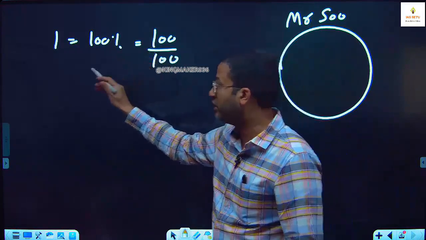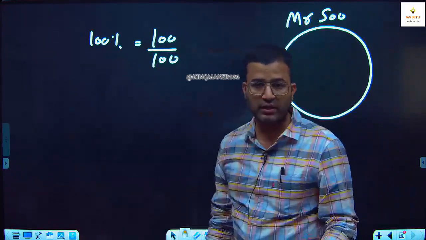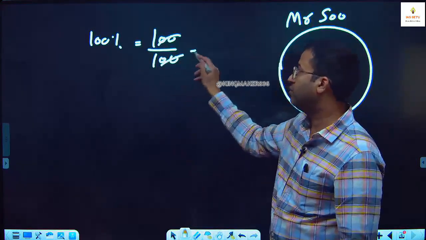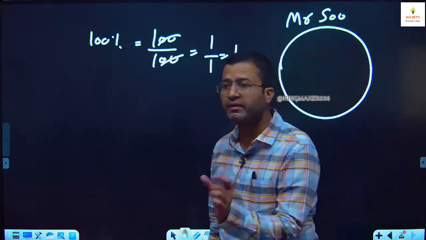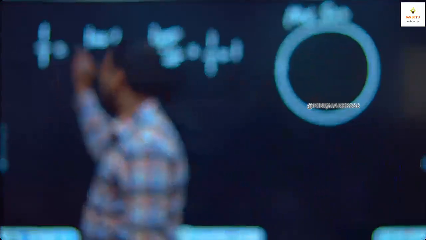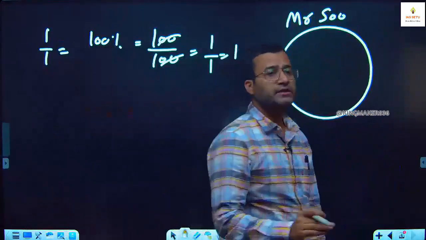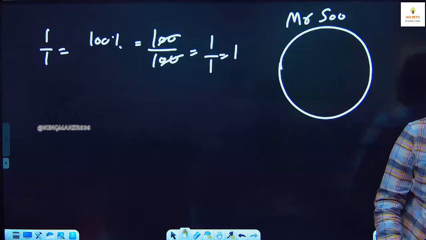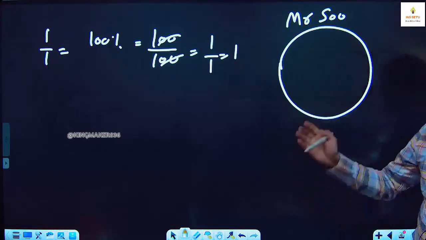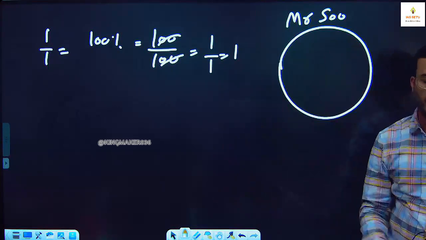100% is equal to 100 out of 100, right? If you simplify it, what is this? 1 by 1. And what is this? 1. So in mathematics, 1 by 1 is equal to 100%. 100% is equal to 1. Just give me 2 minutes. I will tell you the basics, then I give you the table. Okay.